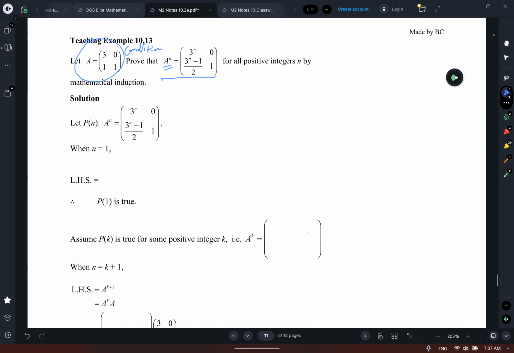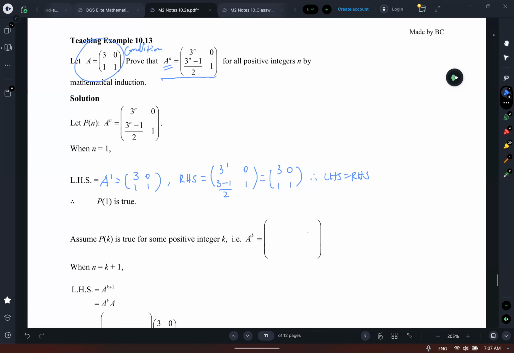Left-hand side is A to the power n. So when n equals 1, the left-hand side equals A, and that is equal to the matrix 3, 0, 1, 1. And the right-hand side, just by substitution, is 3, 0, (3 minus 1) divided by 2, 1. And this is also equal to 3, 0, 1, 1. Therefore, left-hand side equals right-hand side. The first statement is true.